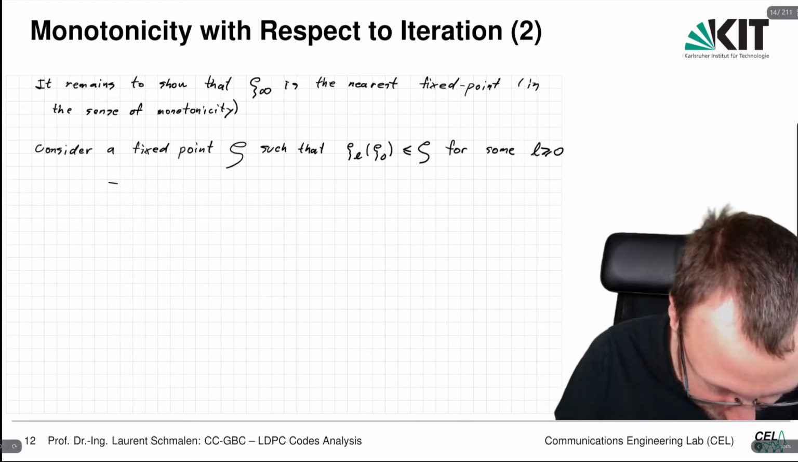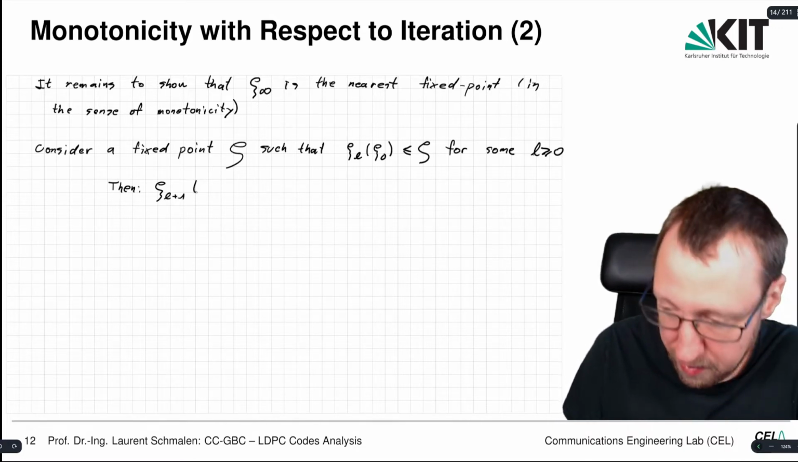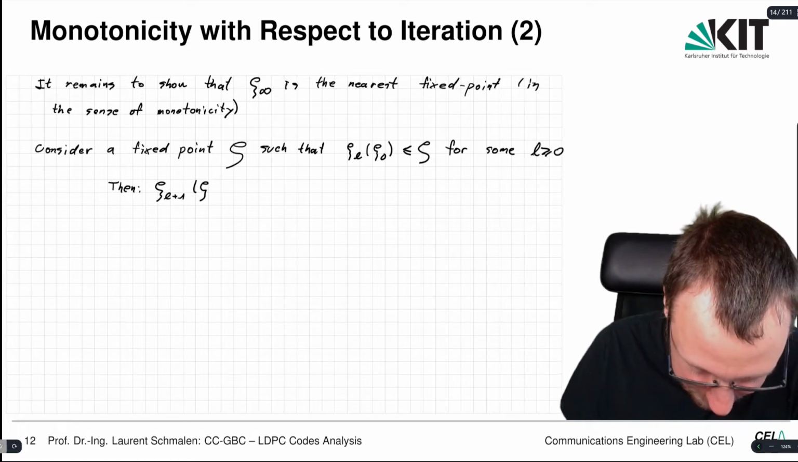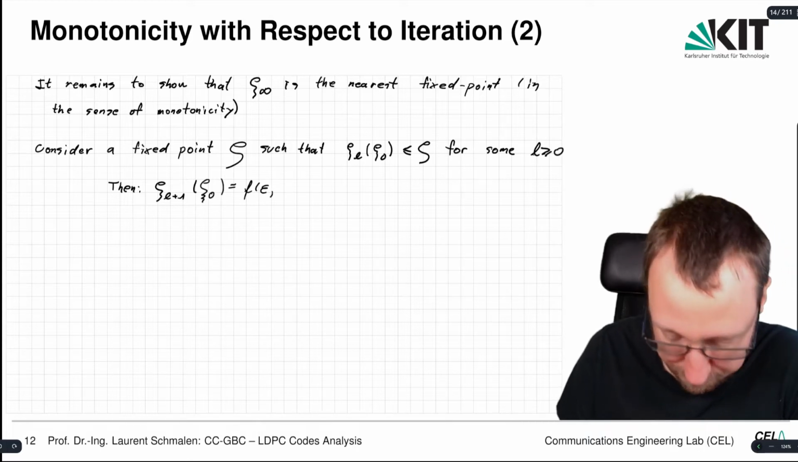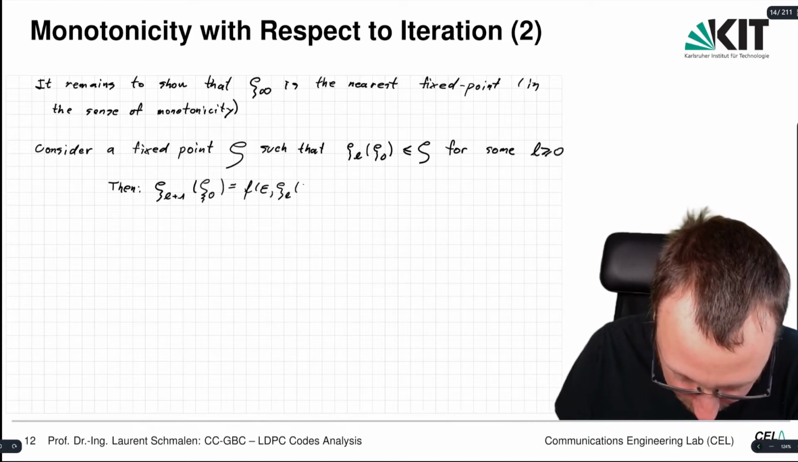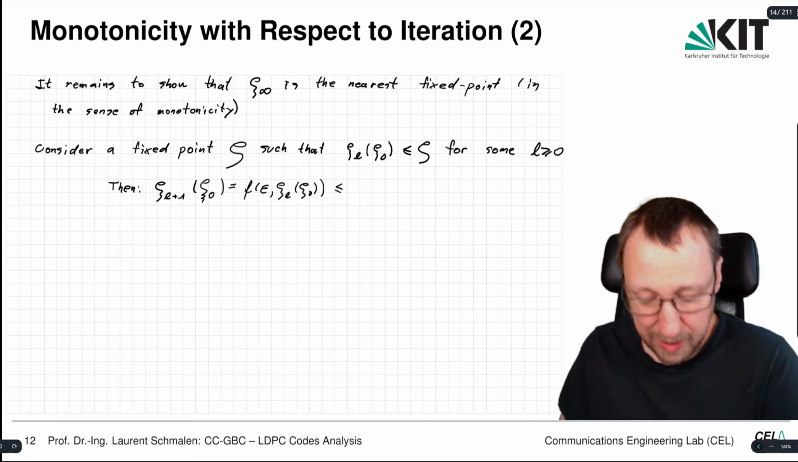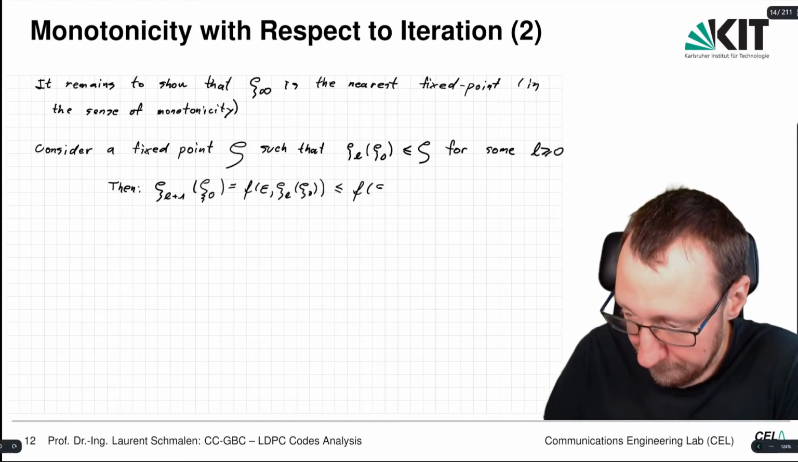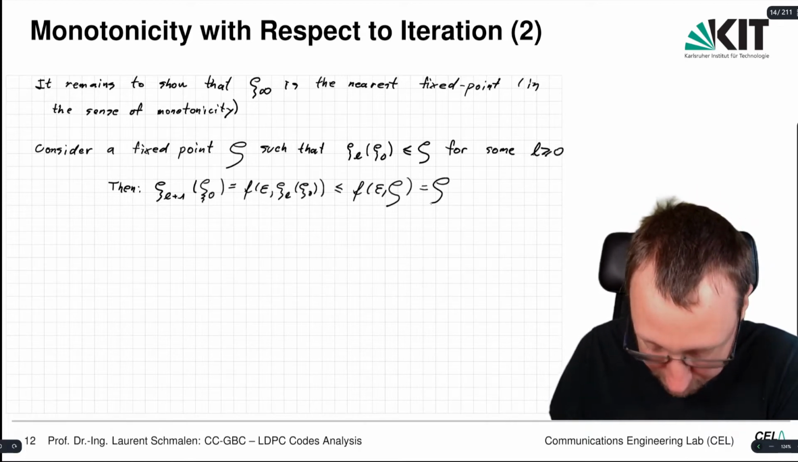So now we calculate C_{l+1}, and we start in C_0. So this is equal to f of epsilon C_l when you start in C_0. And because C_l is smaller or equal than theta, this is smaller or equal than f of epsilon theta, which is equal, because it's a fixed point, to theta.